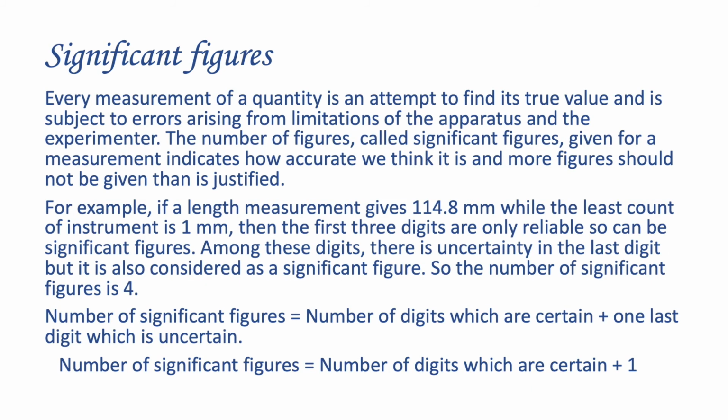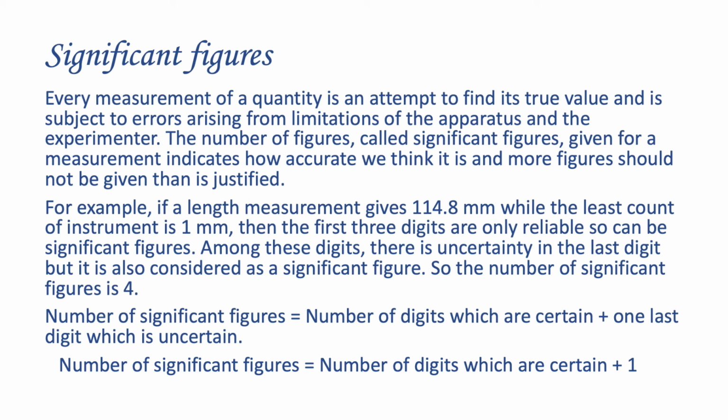Significant figures. Every measurement of a quantity is an attempt to find its true value and is subject to errors arising from limitations of the apparatus and the experimenter. The number of figures, called significant figures, given for a measurement indicates how accurate we think it is, and more figures should not be given than is justified.